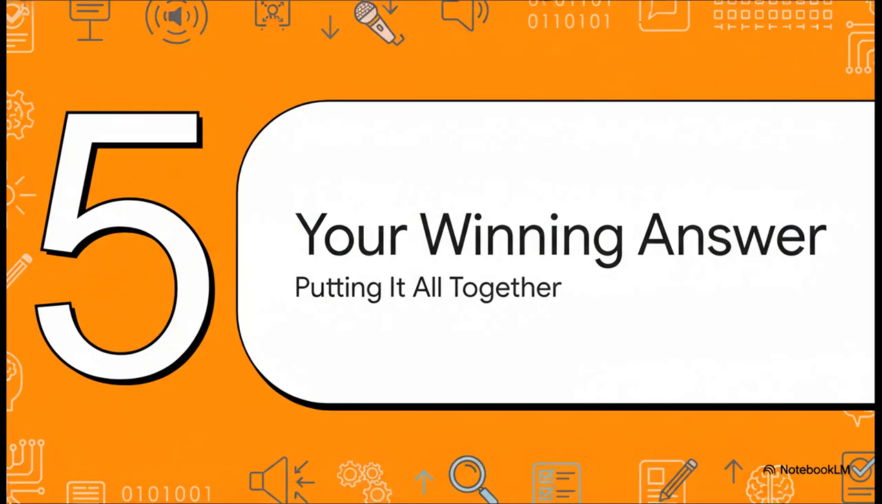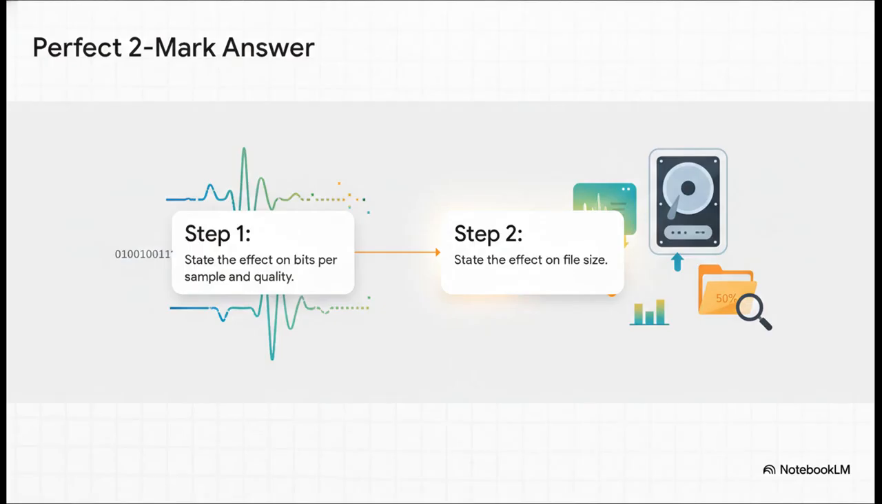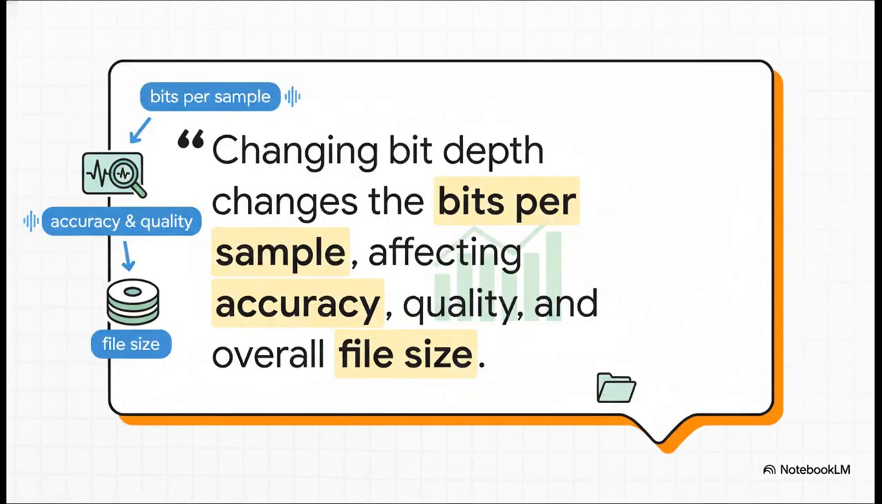Okay, so now we know what they're looking for. The next step is to build an answer using their exact language. Let's put together the perfect 2-mark answer. Think of it like a simple recipe. First step, you link the change in bit depth to the sound's quality or its accuracy. Second step, you link it to what happens to the file size. That's it. 2 steps, 2 points, 2 marks. Easy.